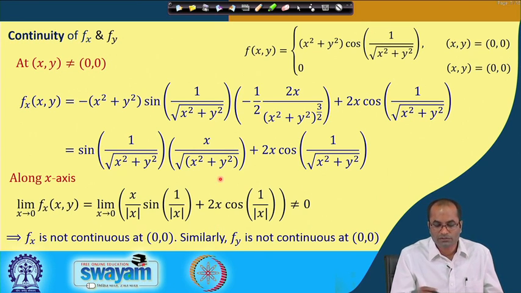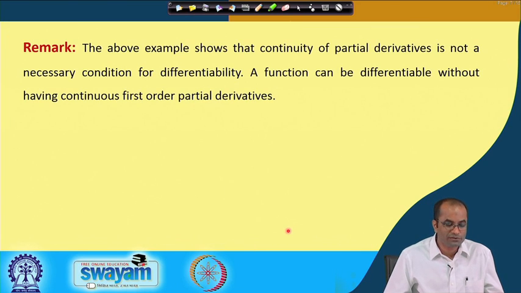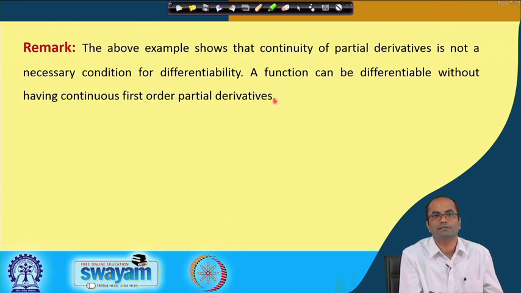Similarly, because this function is symmetric, we can show also that f_y is not continuous. So, in this example we have seen that the partial derivatives are not continuous, though the function is differentiable. This remark shows that the continuity of partial derivatives is not a necessary condition for differentiability. A function can be differentiable without having continuous first order partial derivatives.